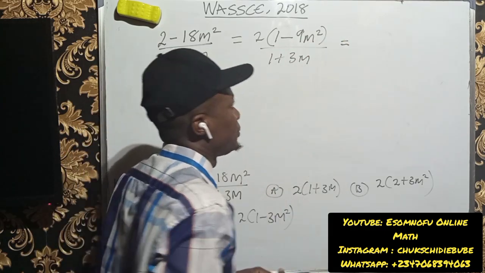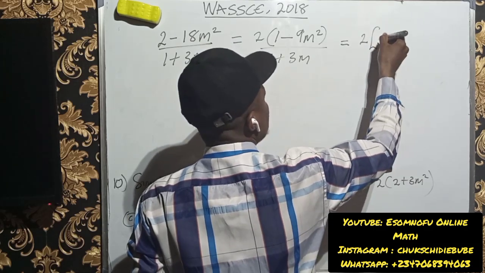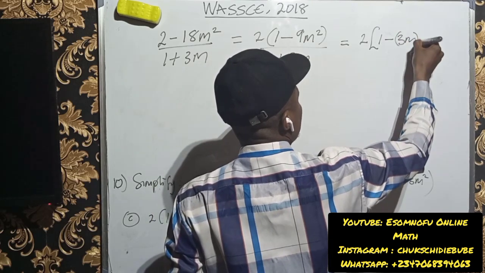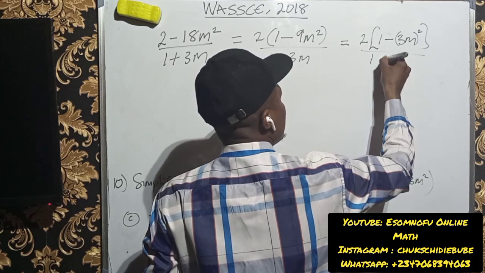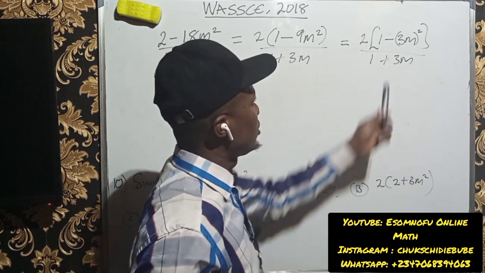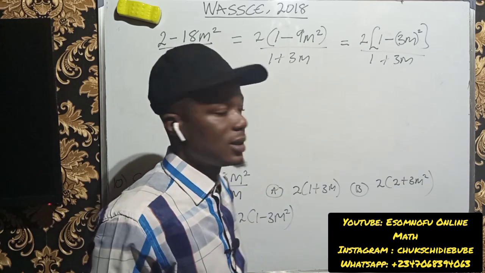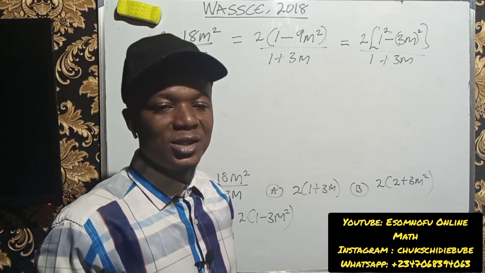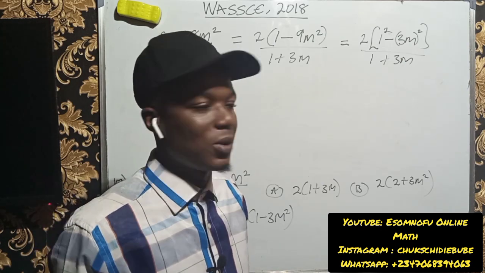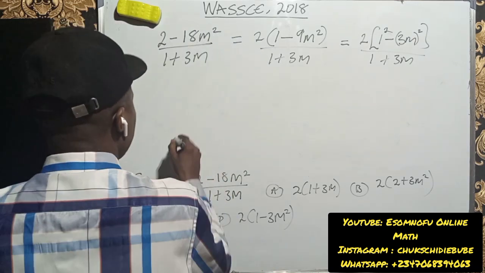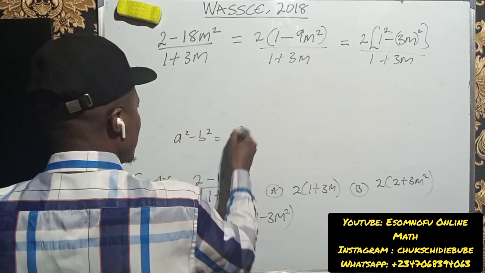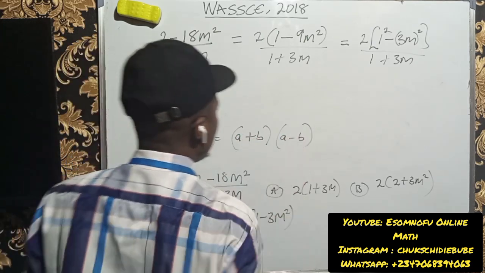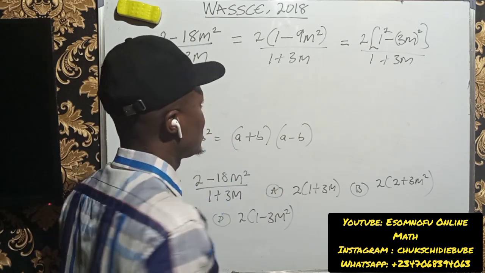This is the same thing as 2 into 1 minus 3m all squared, all over 1 plus 3m. This is because 3 squared will give me back my 9. That's the essence. And you know, this 1 can be written as 1 squared because 1 squared is still 1. The reason for doing this is to obtain a difference of 2 squares. And difference of 2 squares, for example, if you have a squared minus b squared, just form 2 brackets. One bracket should be a plus b, the other should be a minus b. Whether you start with plus or minus does not affect the solution.